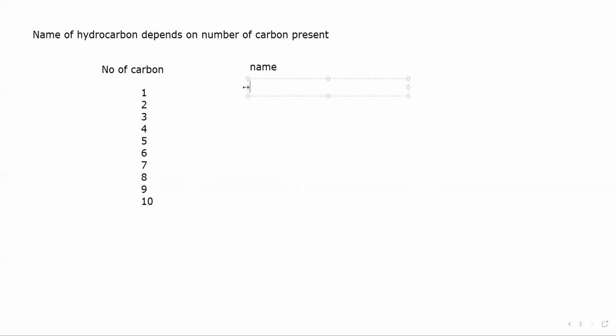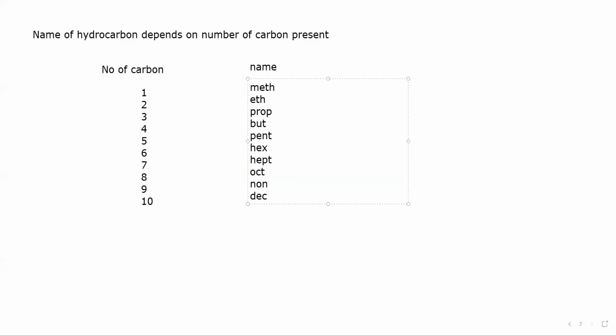If there is 1 carbon, the name should be meth. 2, it should be eth. 3, prop. 4, it will be but. 5, it will be pent. 6, it will be hex. 7, it will be hept. 8, it will be oct. 9, it will be non.